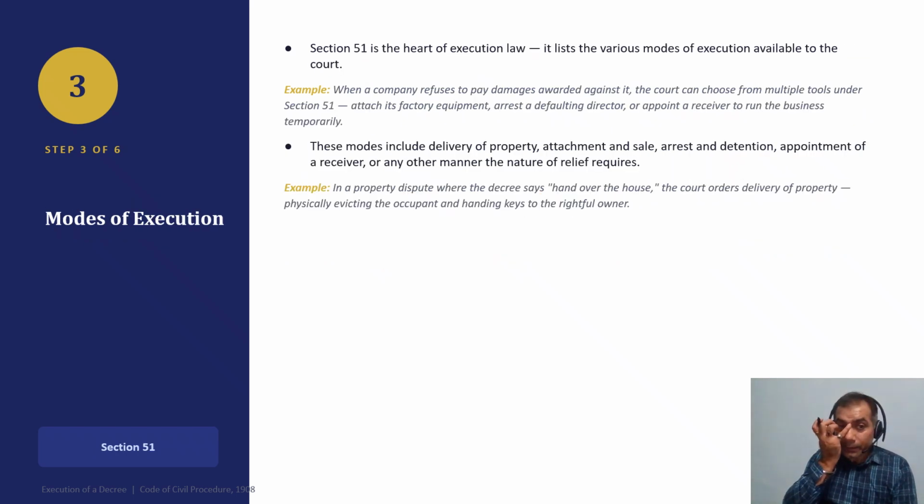Coming on to step number 3, that is modes of execution. Section 51 is the heart of execution law. It lists the various modes of execution available to the court.